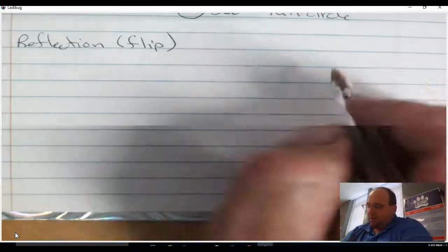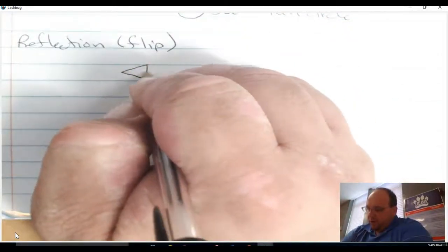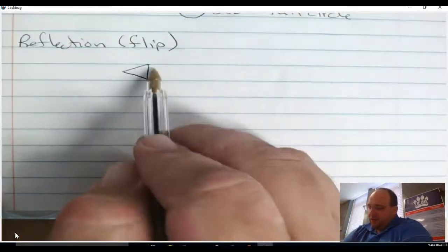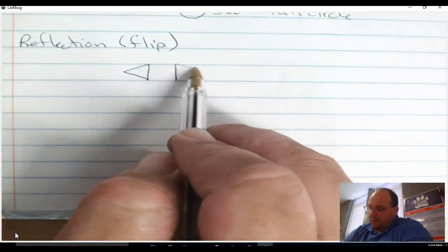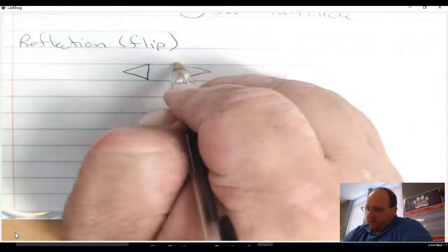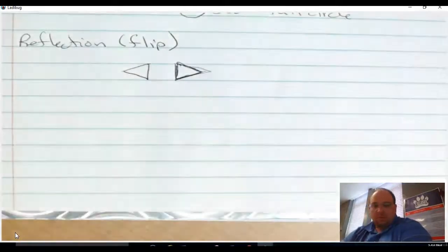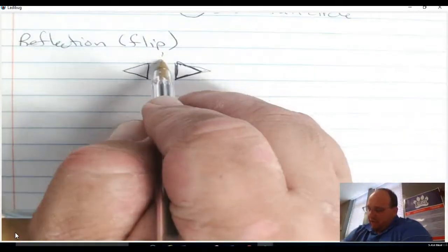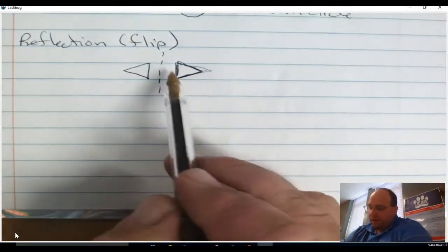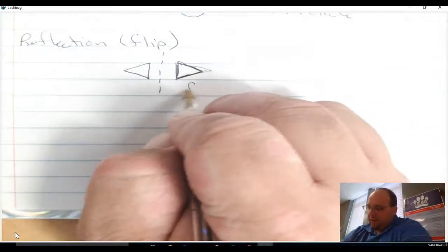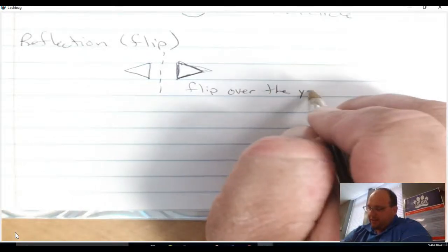For example, I might have a triangle like so. If I were to flip it, it would end up facing the other direction. I apologize, these should be the same size triangles. So I would take it and flip it. The line that I flipped it on is this line right here. When I flip over this vertical line, this would be an example of a flip over the y-axis.